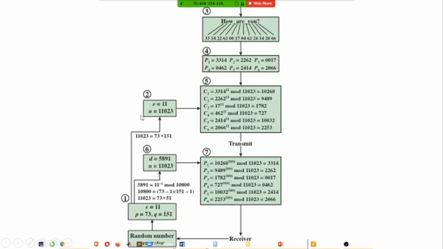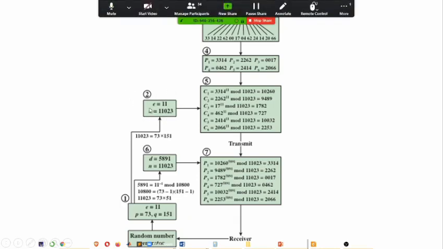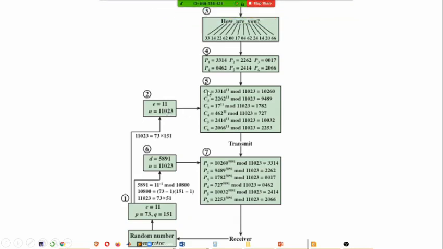He now knows the public key. Kanjana's public key is 11 and 11023. So he performs 3314 to the power 11 mod 11023. He gets the ciphertext. The ciphertext is what he transmits, and he transmits 10260. On the other side, Kanjana gets 10260.